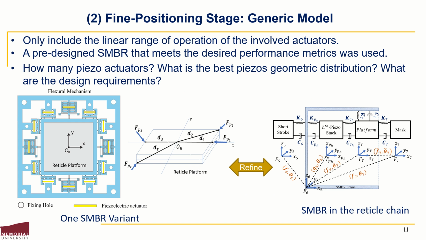Based on the model fidelity level looked for and the assumed range of operation, associated nanopositional nonlinearities can be included or excluded. In this study, we only included the linear range of operation of the involved actuators based on the developed low-fidelity model of the lithography machine. Adopting linear lumped spring approximation, a generic Smbr model can be introduced and tuned such that the needed design requirements are identified under desired performance metrics.